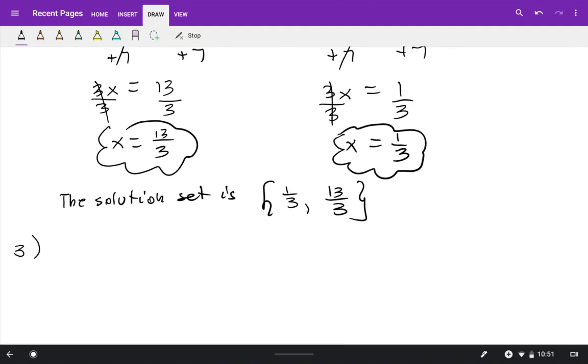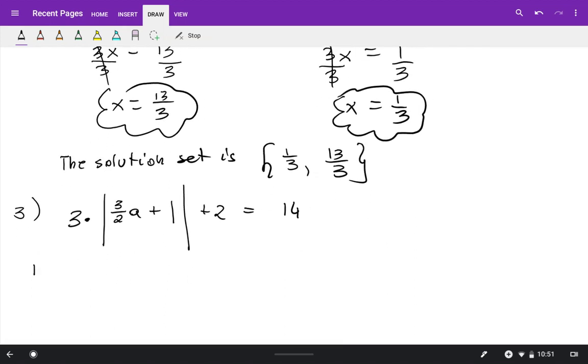Let's practice more. So I have 3 times, this is a little different, absolute value of 3 over 2a plus 1, and outside of absolute value I have plus 2 equal 14. So first, again, don't forget that we have to apply the first step.